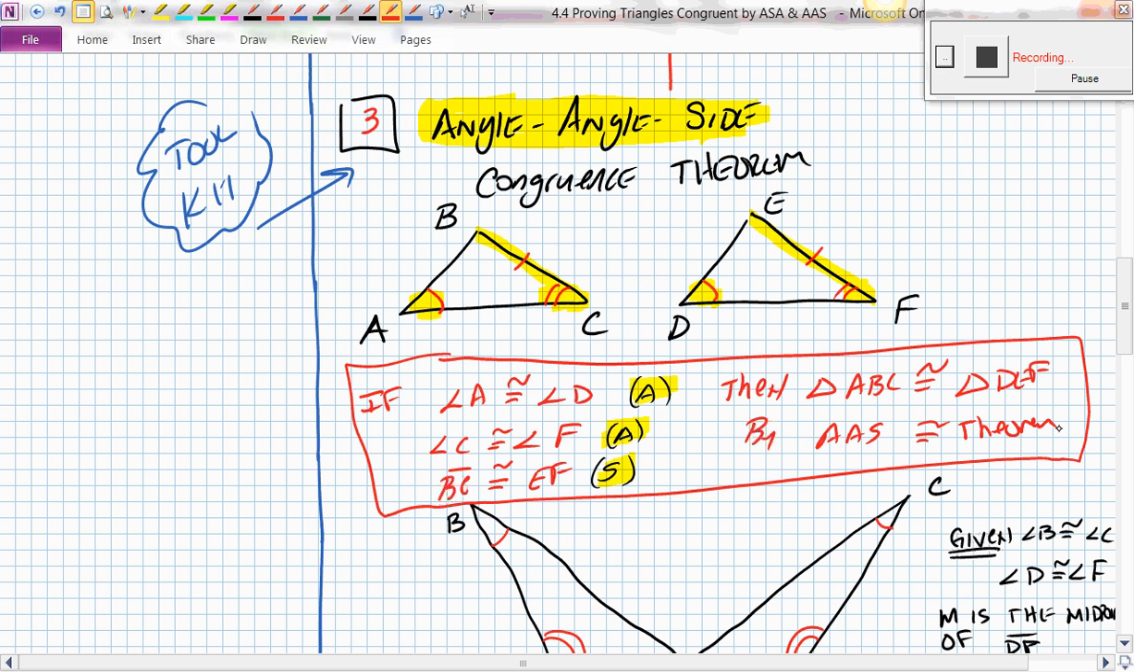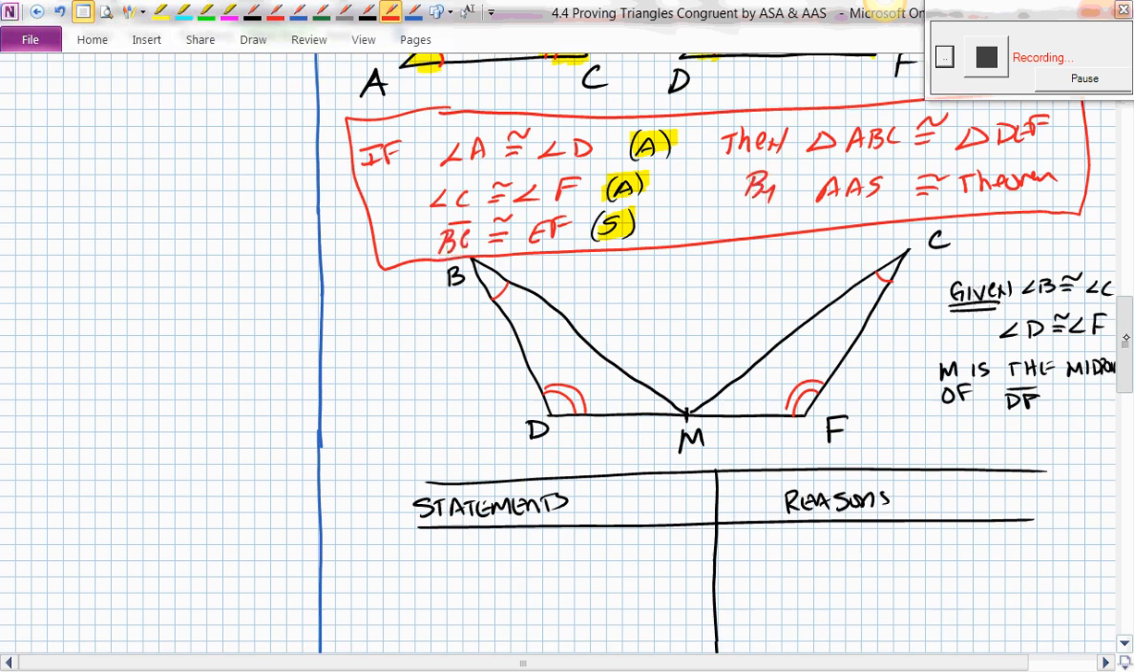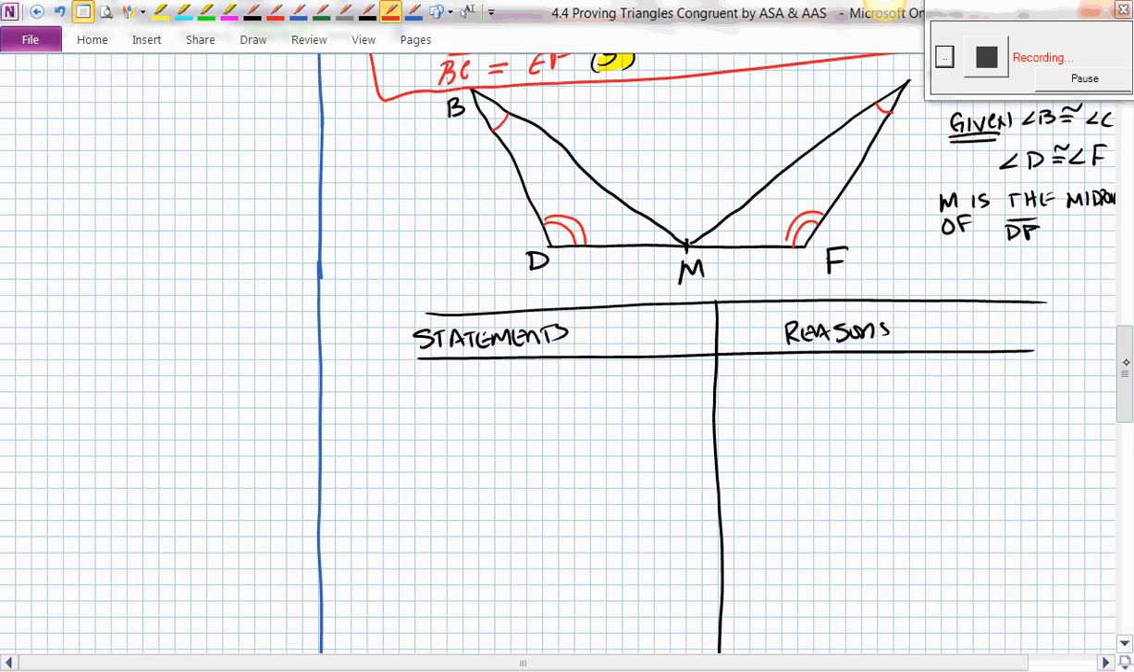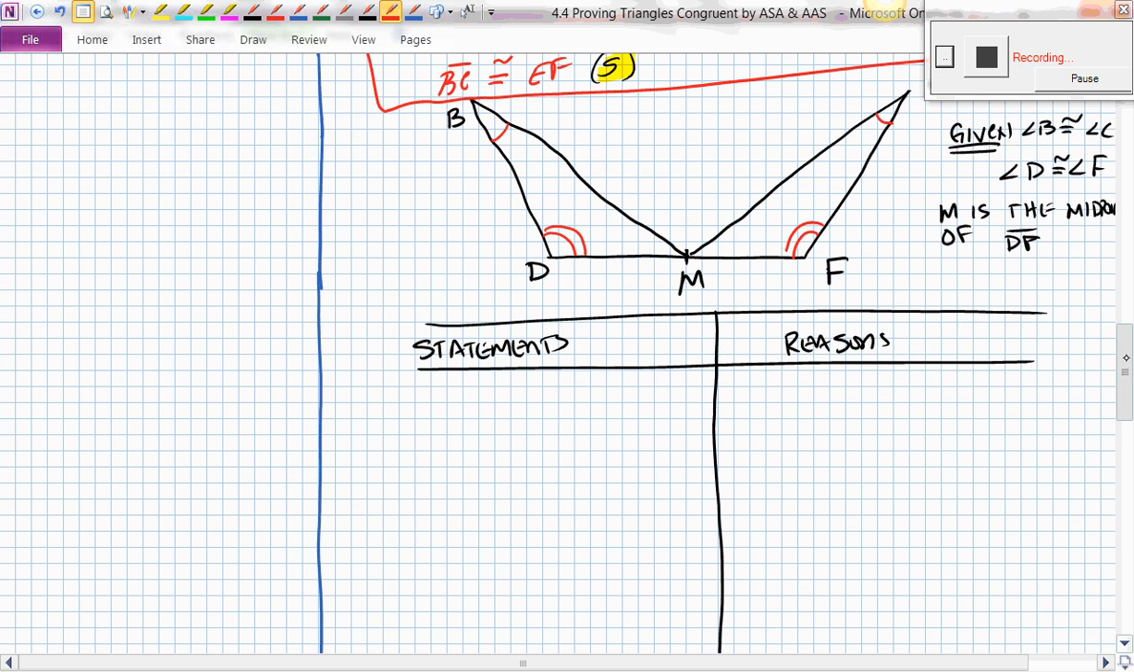Okay? So angle, angle, side. And notice that the side has to be opposite one of the angles, right? So it's angle, angle, side. Okay, and here's a practice proof for that one. We're going to go angle, angle, side for this one and move it down a little bit.